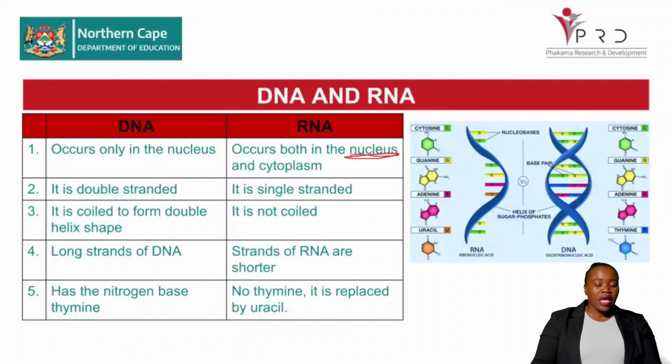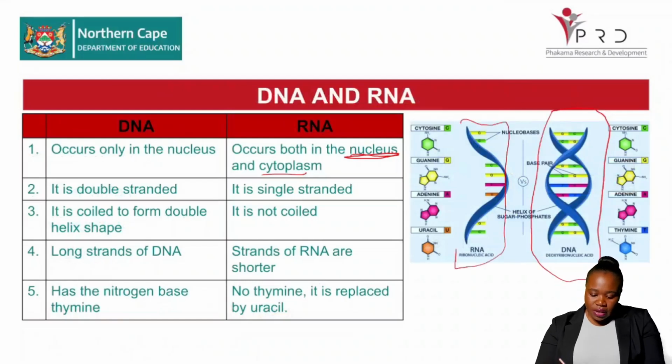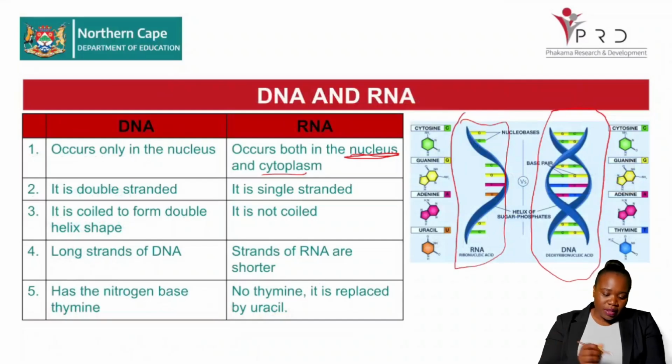Remember, RNA is formed in the nucleus during transcription, and then it moves out of the nucleus into the cytoplasm. Hence, we say it is also found in the cytoplasm. DNA is double-stranded. As we can see here, this is the double-stranded structure of a DNA molecule and is referred to as a double helix, whereas RNA is single-stranded and it is not a double helix. All right, so DNA is coiled and it is a double helix, whereas RNA is not coiled.